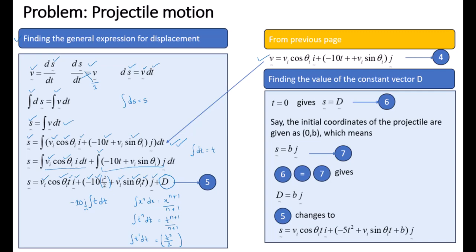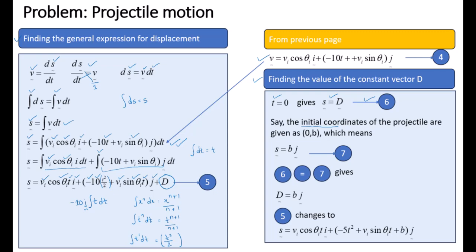So far, so good. Now we are at the final step, and that step is finding the value of the constant vector d. So we know from equation number 5 that at time t equal to 0, which means at initial time, equation number 5 will give displacement will be equal to d. So let's call it equation number 6. And the idea is we have to get the value of d, and the hint is you will be given the initial coordinates of the projectile.